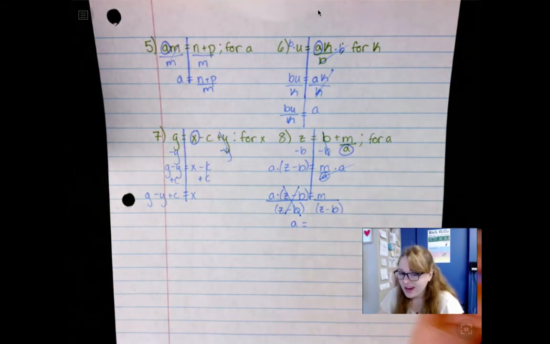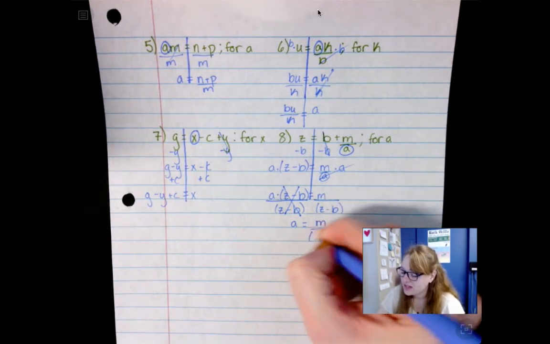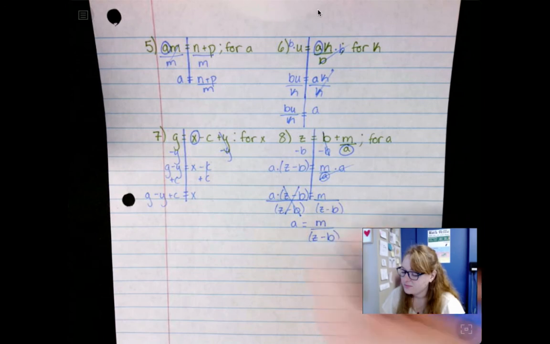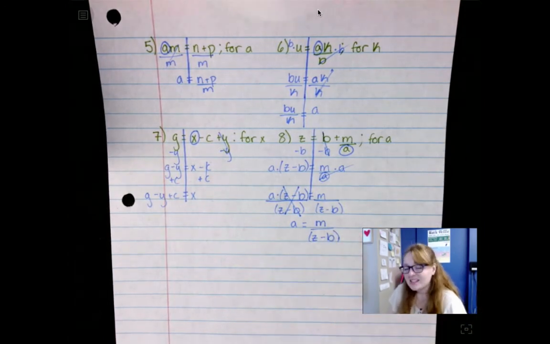Okay? And then m, z, and b, none of those are like terms, so we are just going to go ahead and copy this down, z minus b. So since that a is by itself, we know that we are done.